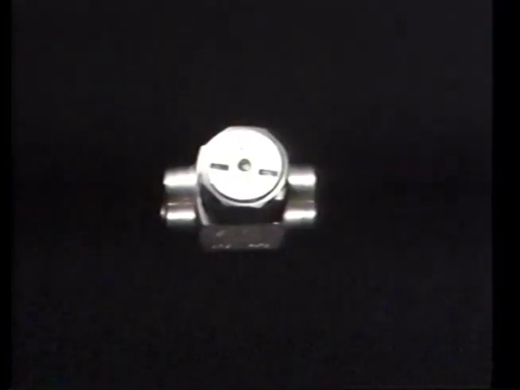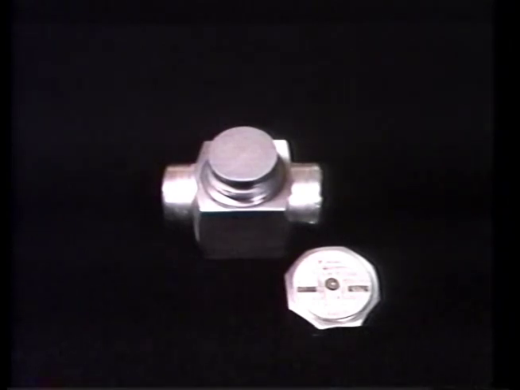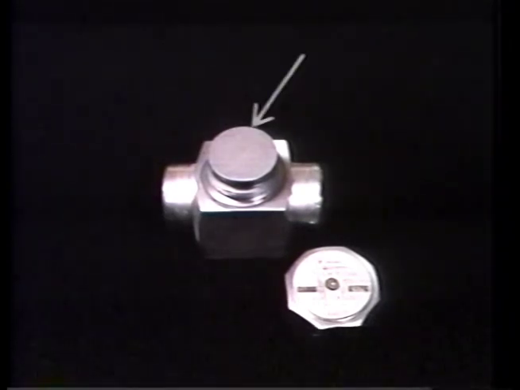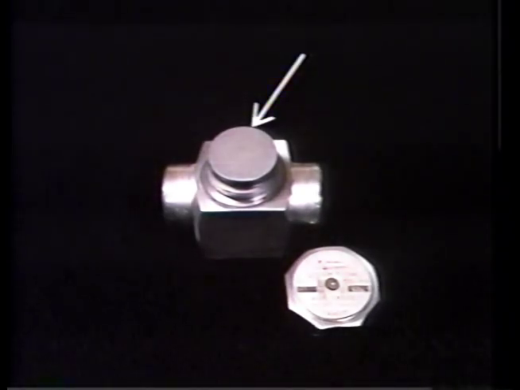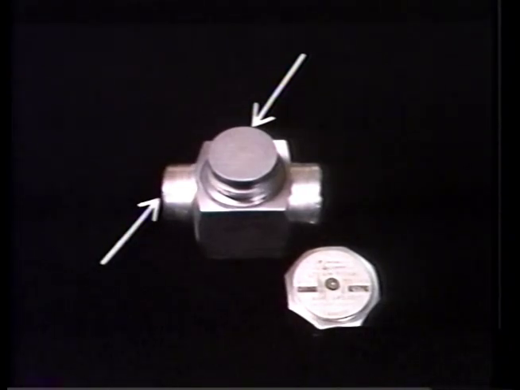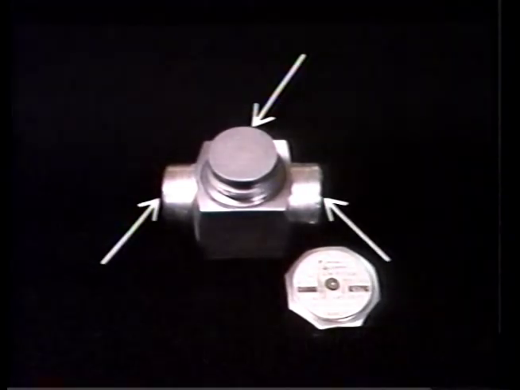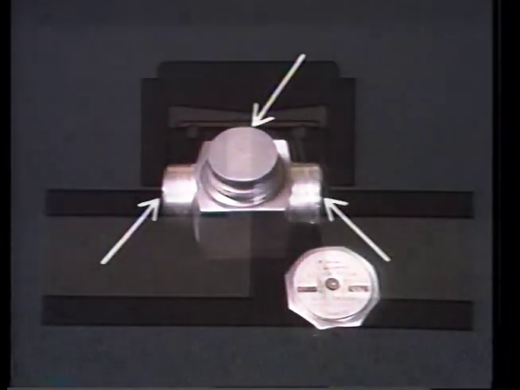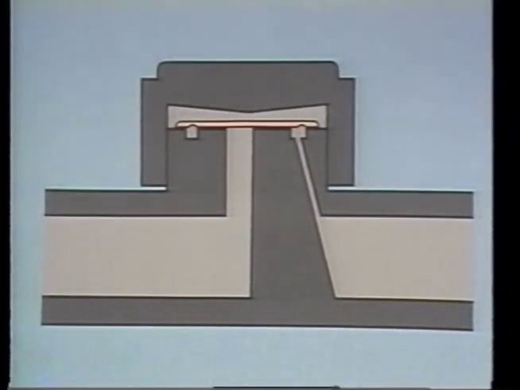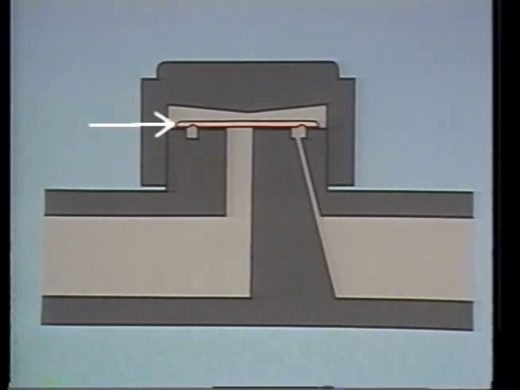This is a typical tilting disc type thermodynamic trap. It's one of the simplest of all trap designs. With the top removed, you can see the only moving part, the disc. The trap inlet is here, and the outlet is here on the other side. Now, to see how the disc trap operates, let's use this simplified drawing that shows a front view of the trap. The disc is here.